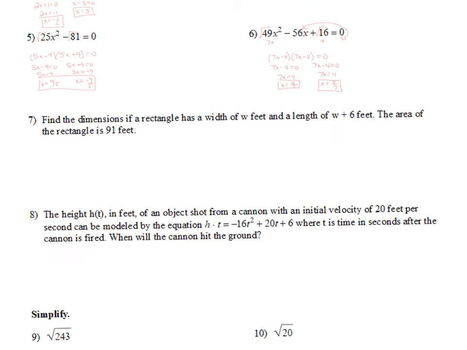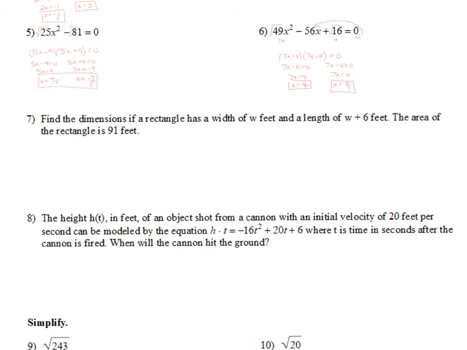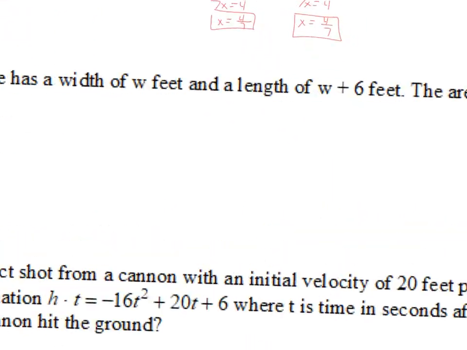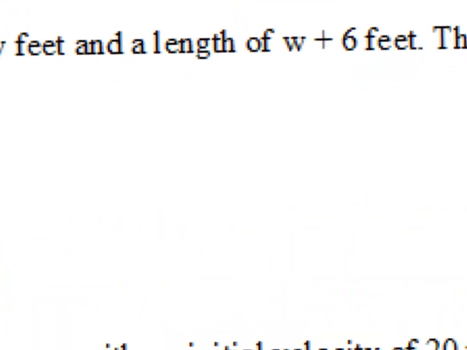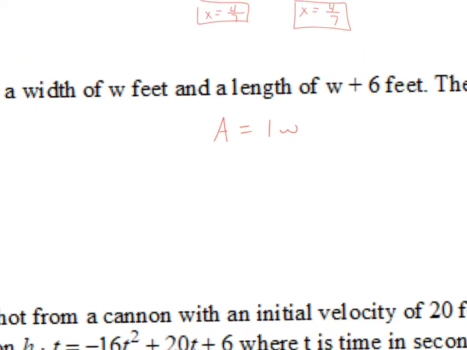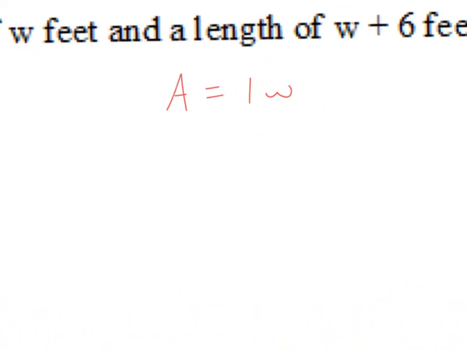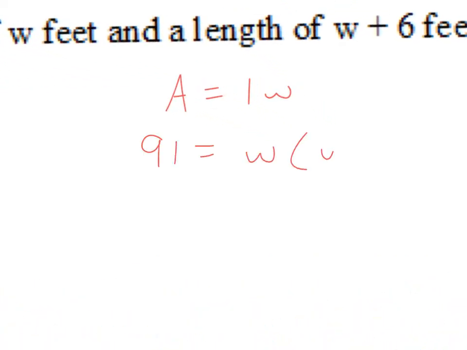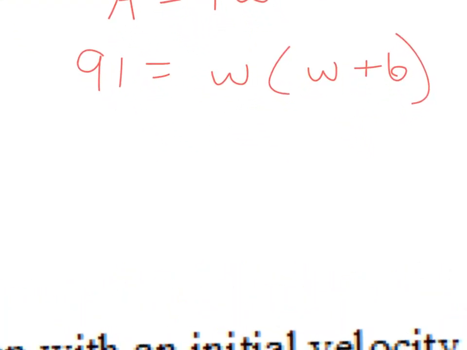All right, so find the dimensions of a rectangle that has a width of W and a length of W plus 6. Okay, so if I'm thinking about area, area equals length times width. So I've got an area of 91. And then I've got W and W plus 6 as my length times width that I'm going to multiply together. Okay, so now go ahead and distribute.